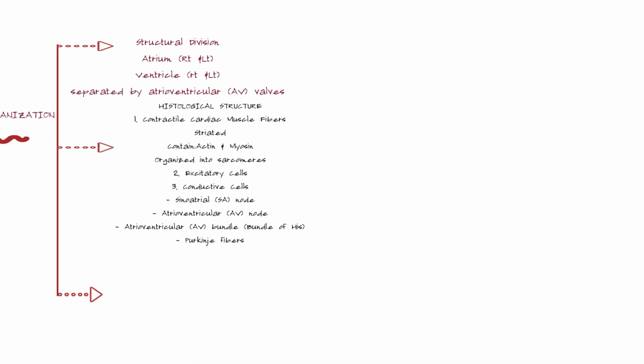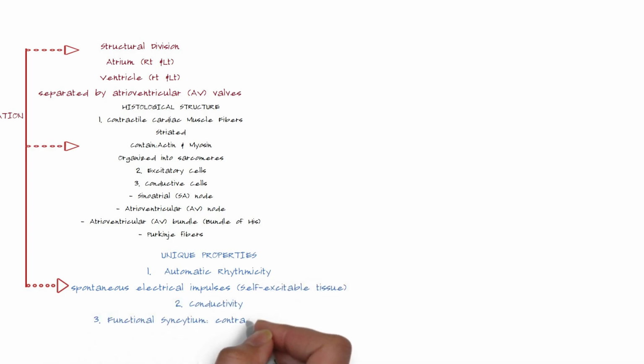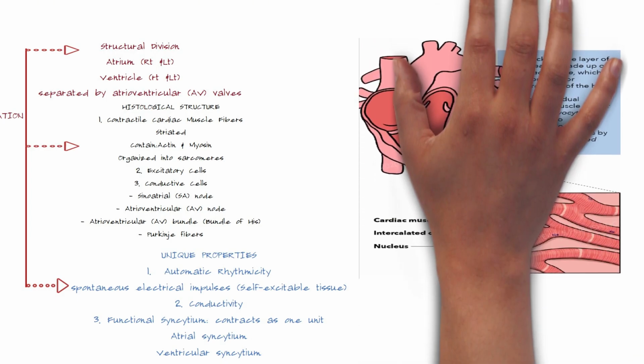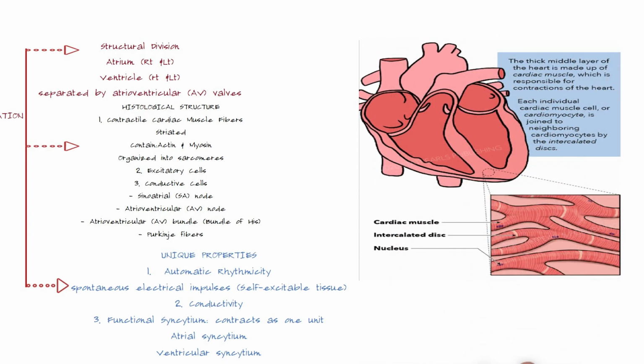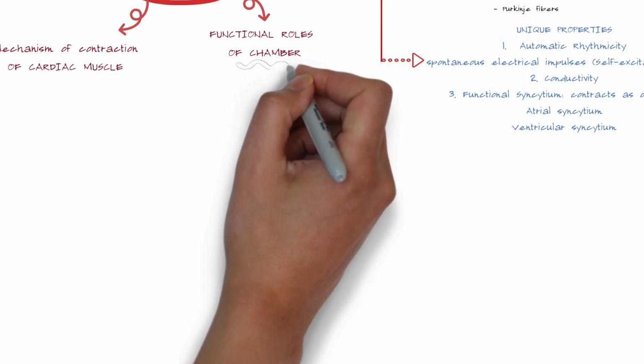The cardiac muscle has a unique property since it is automatic, rhythmic, self-excitable, and able to conduct the impulses due to the gap junctions. So it functions as a syncytium. That's to say, the atria contract together as one unit, and the ventricles contract together as one unit.